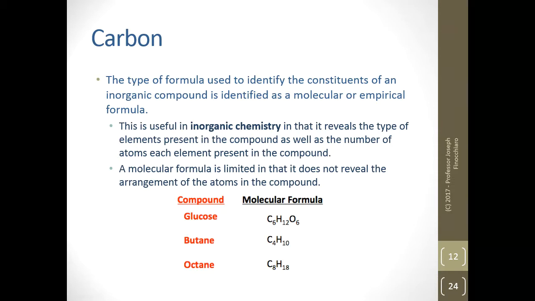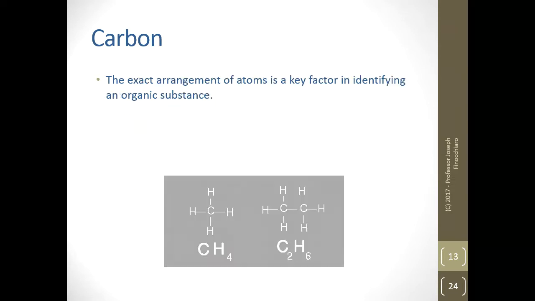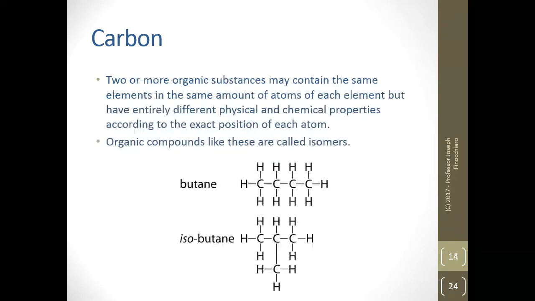So we know that glucose is C6H12O6, but we don't know what type of bonds, double, single, triple, is happening between them as we go forth. So even though we know the elements, we don't know their arrangement. And the exact arrangement of atoms is a key factor in identifying an organic substance.